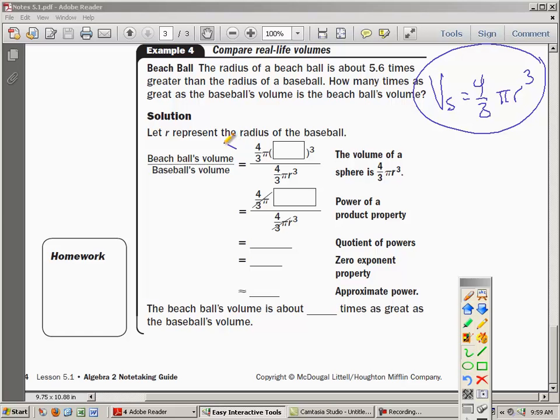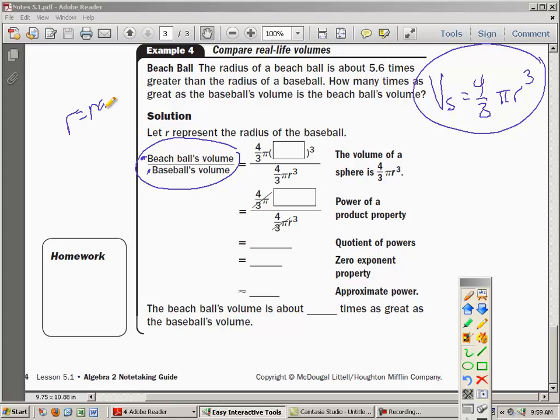So when we set up our proportion, we want beach ball over baseball. Obviously, the volume of the beach ball is larger than the baseball, and so if you think about those two quantities, beach ball being much larger than a baseball, it's going to have a bigger volume. So this number should be something larger than 1. It says the radius of a beach ball is about 5.6 times greater than the radius of a baseball.